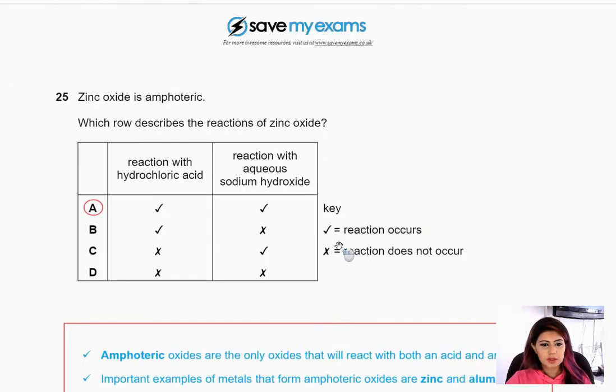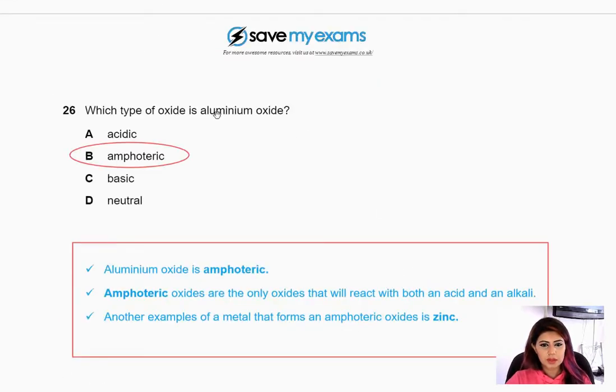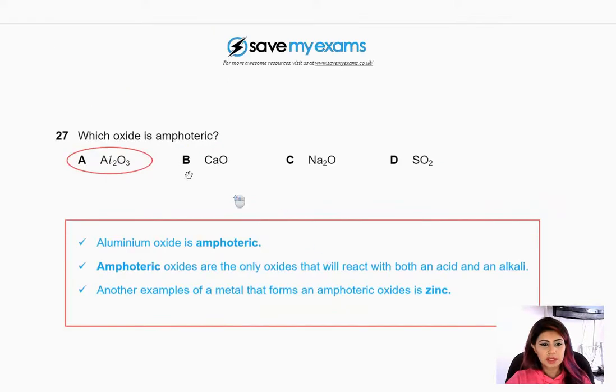25. Zinc oxide is amphoteric. Okay, so they can react with both acid and alkaline solution. Aluminum oxide is amphoteric. We did it earlier. Remember, it's that one. Again, aluminum oxide, same question, but just using formulas, and you're very used to formulas, so that should be okay.